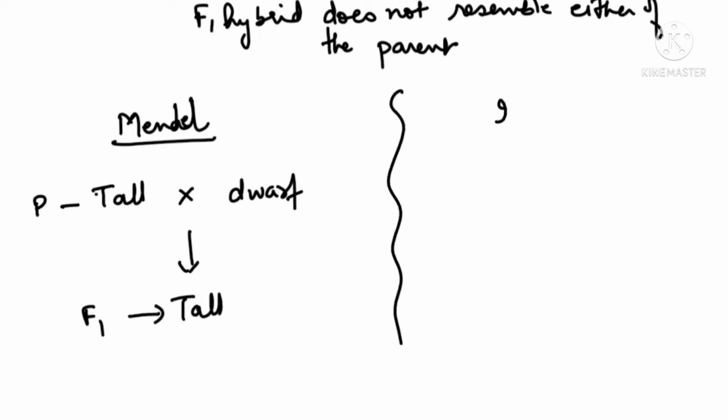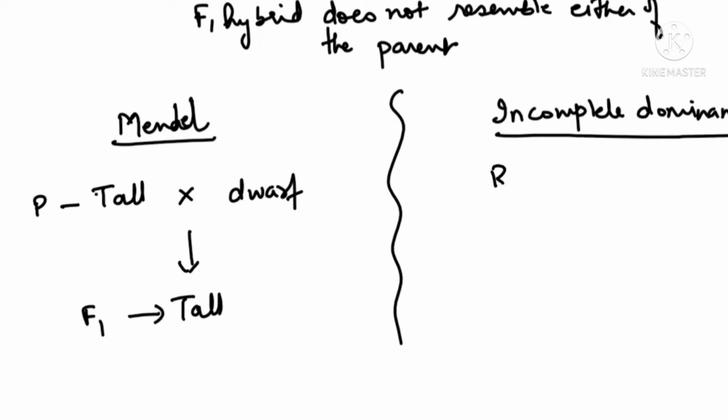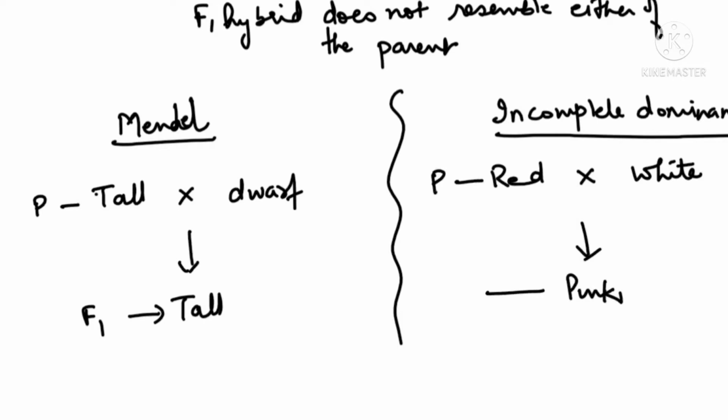But in case of the incomplete dominance, what we are finding, when the red flower is crossed with the white flower, the F1 generation was not resembling any parent, and you were getting only pink color. This is F1 generation, and this is pure parent.